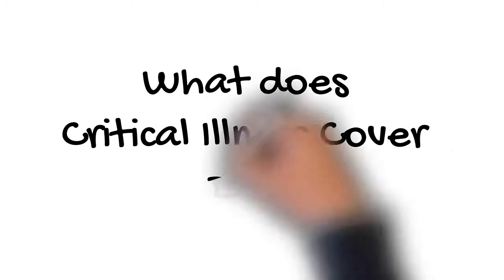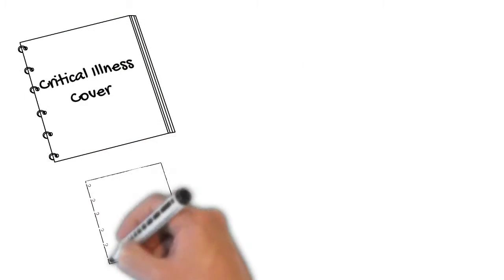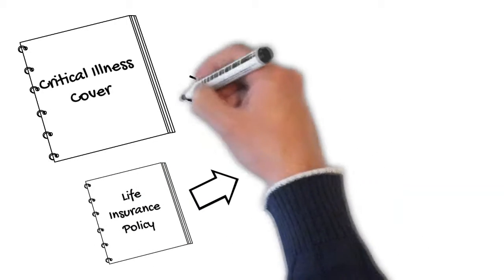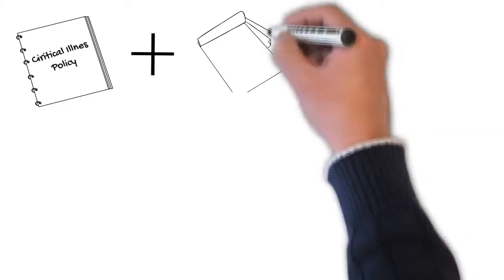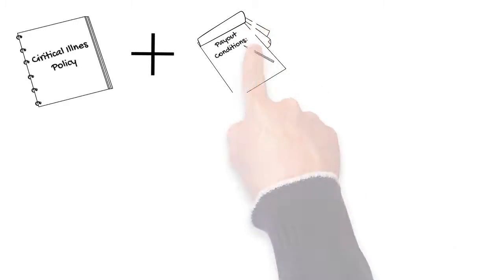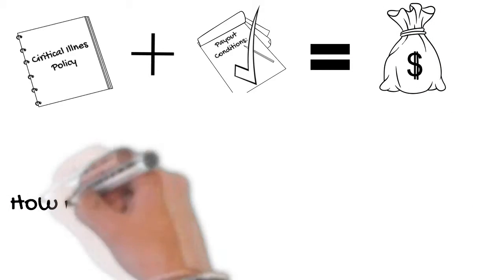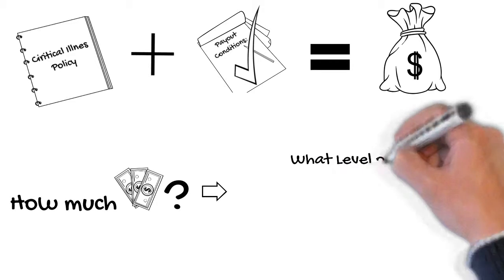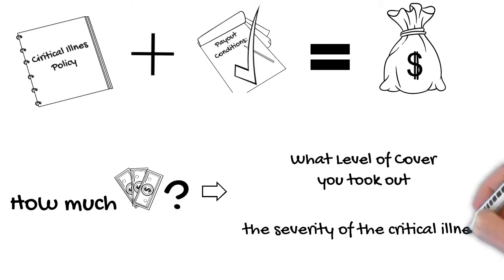So what does critical illness do? Critical illness can be bought as a standalone life insurance policy. However, it's usually bought in conjunction with a life policy, making it, as you would have guessed, a life and critical illness policy. The critical illness element will provide you with a lump sum payout on the diagnosis of any of the critical illness payout conditions the policy provider states. The amount of money you will receive depends on a few things, such as the level of cover you had when you took out the policy, and also the severity of the critical illness you are diagnosed with.